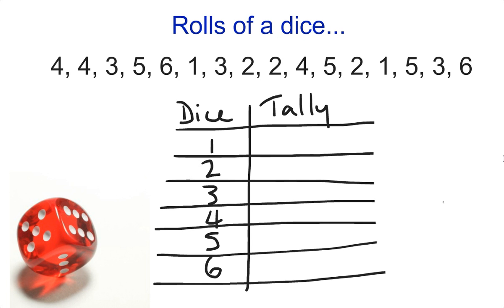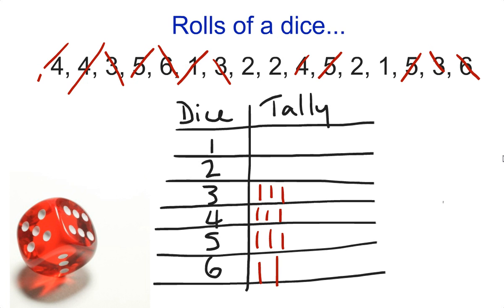Okay, did you do a tally chart like I did here, where you cross off 1, 2, 3, well, that was 3 fours, 3 threes, 3 fives, 2 sixes, 2 ones, and 3 twos. So did you get a tally table like that?